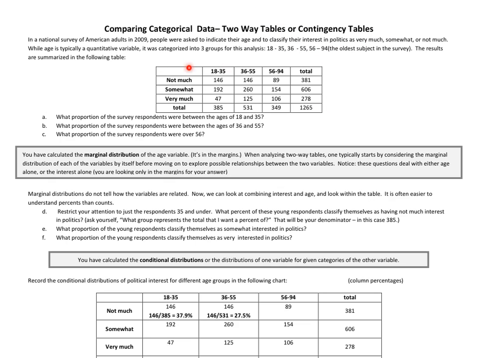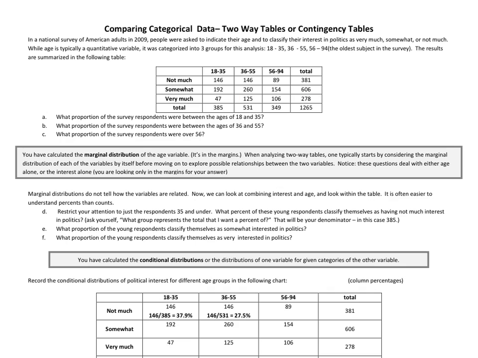And this right here is a two-way table or a contingency table. This data represents a national survey of American adults in 2009, and they were asked to give their age and to classify their interest in politics: very much, somewhat interested in politics, or not much interested. Age was grouped into these three categories.